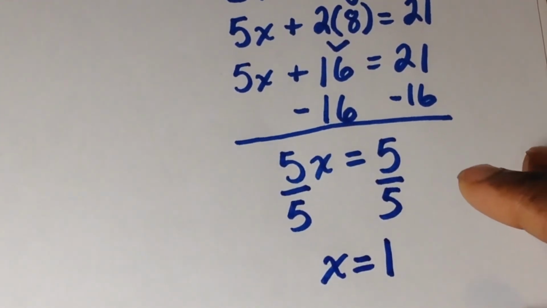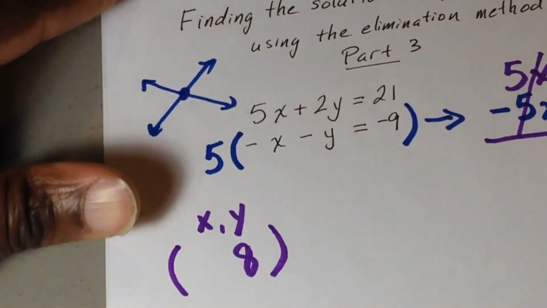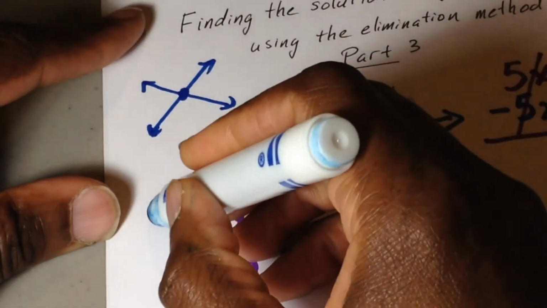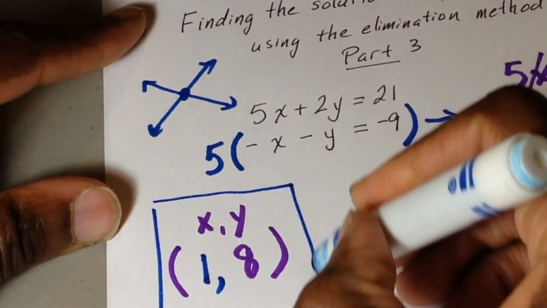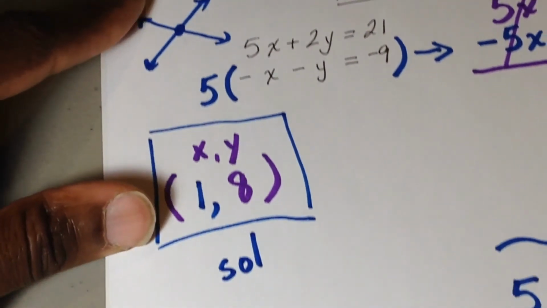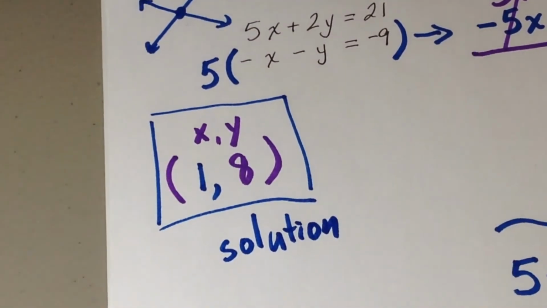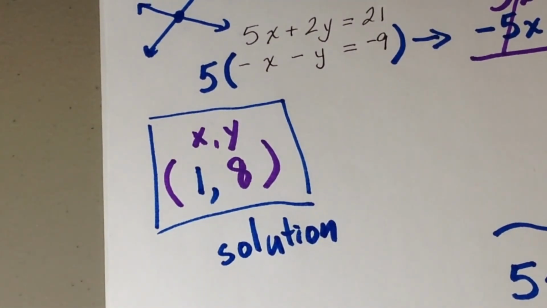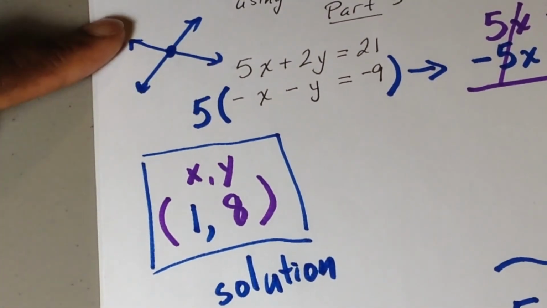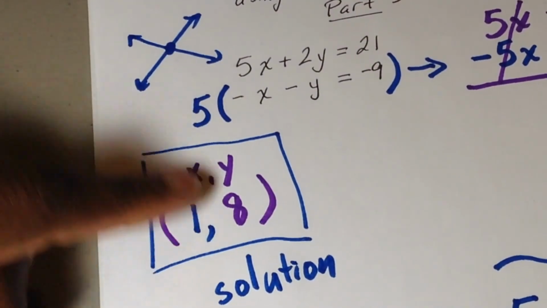So now we go back up, and I got my solution here. It's going to be 1, 8. Once again, we found the solution. And remember, what that means is the two lines are going to intersect, and the point on the graph where they will intersect is at 1, 8.